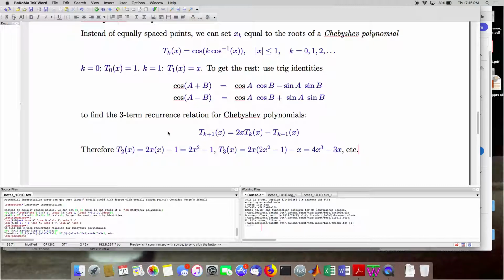What's interesting here, I want to point out that T2 has a leading coefficient of 2. T3 has a leading coefficient of 4. And as you can see, every time we get a new polynomial, we're multiplying a previous one by 2x, so that leading coefficient is always going to double. One of the homework problems is to prove that using induction. You'll like that. But intuitively, you can see why from the recurrence relation.